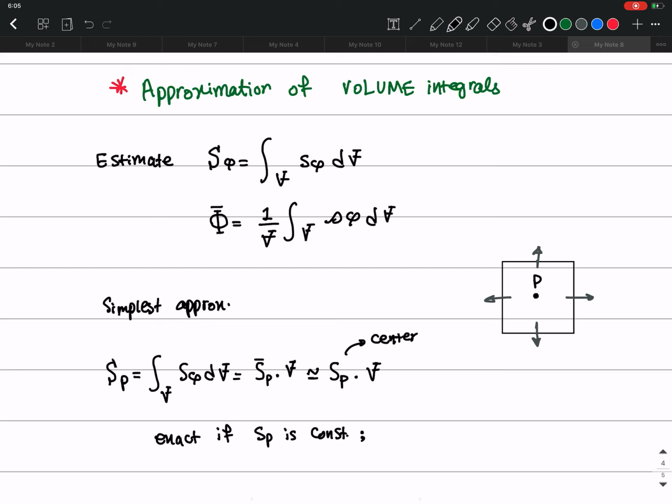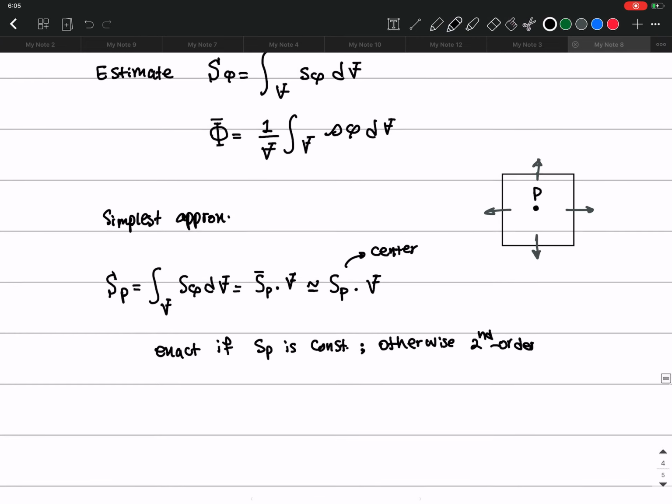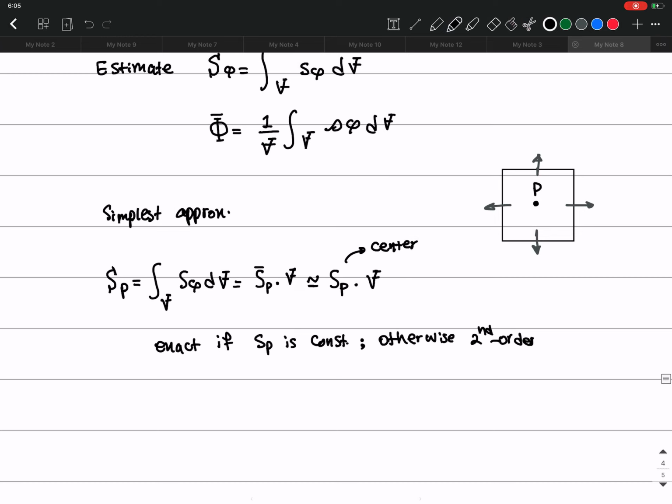So if it varies along this volume, for example, it is higher here than here, then this is gonna be second order. So otherwise, this is a second order scheme. So this is a second order scheme, a simple one.